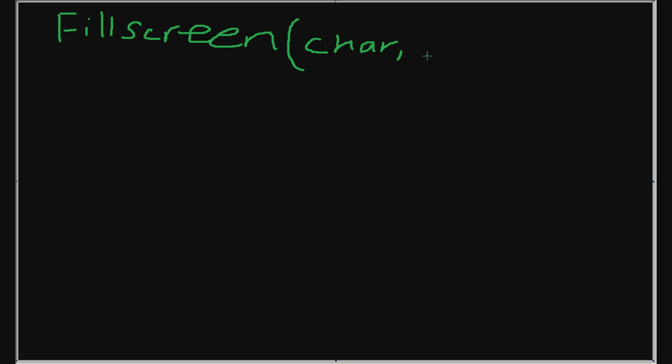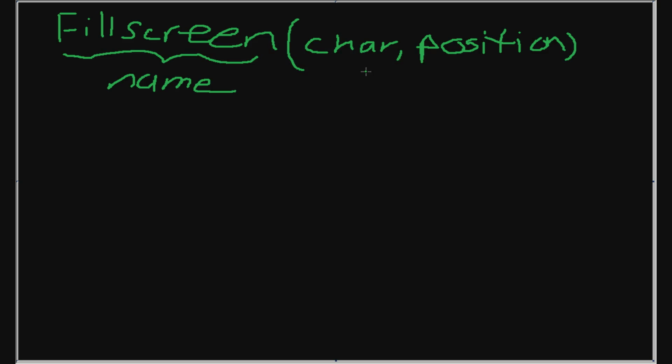So character, and then we want to fill it half of the screen, a third of it, a fifth of it, or maybe starting from here. So we would have our position parameter. So over here we have the name of the function, our function name, and over here we have the arguments or the parameters of the function.